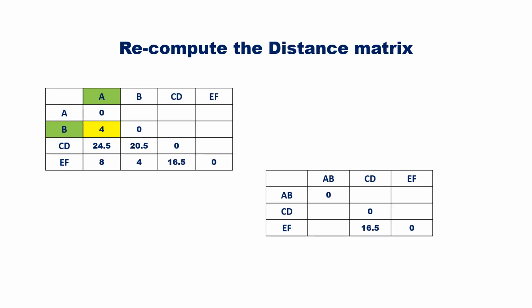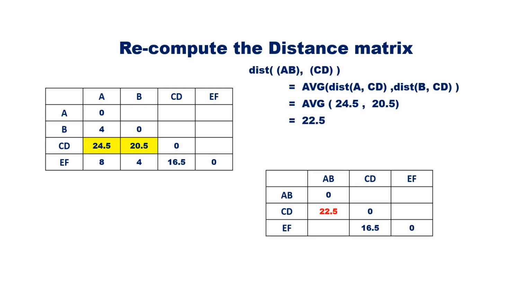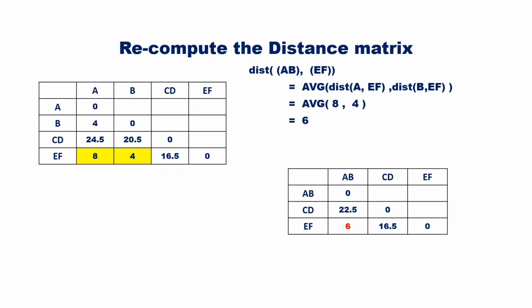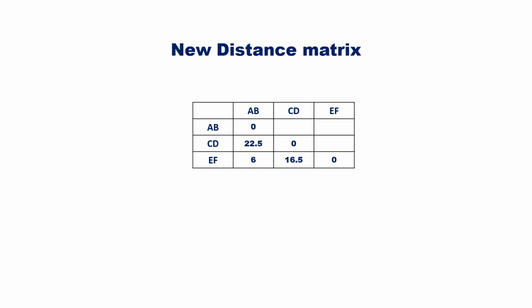Recompute the distance matrix with A and B now considered as a single cluster. Calculate the distance from this new cluster AB to all other points. The distance between clusters AB and CD is 22.5. From AB to EF is 6. Here is the revised distance matrix.